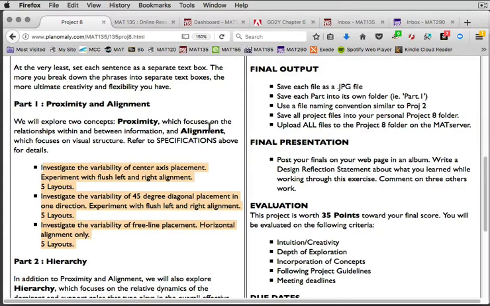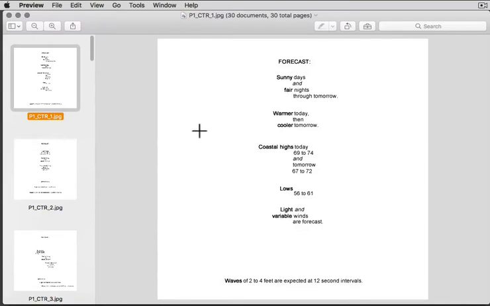And alignment is essentially structure. It's basically making things look organized by using inherent alignment, which we talked about in the last project, as the basis for creating structure within a design. So let's take a look at some samples.